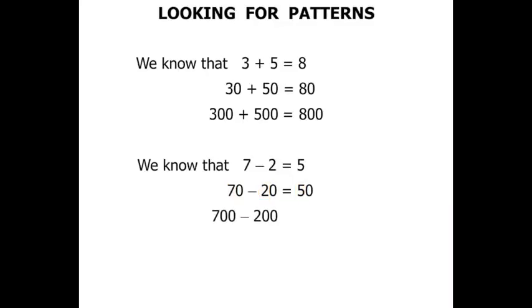700 minus 200 equals 500. Again, we're dealing with hundreds this time. 7 minus 2 gives us 5, and then we put the 2 zeros on to make it 500.